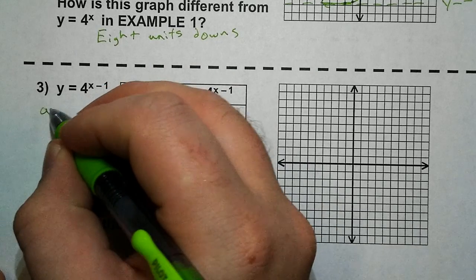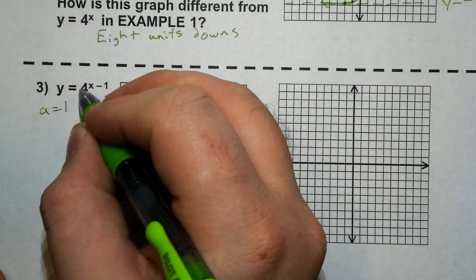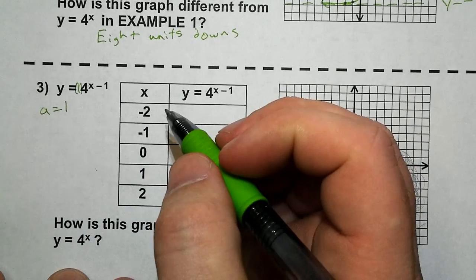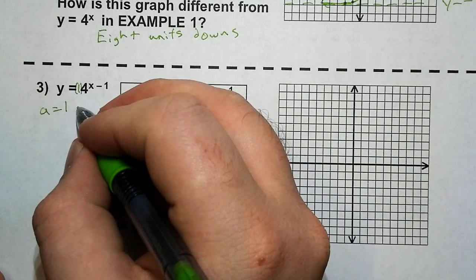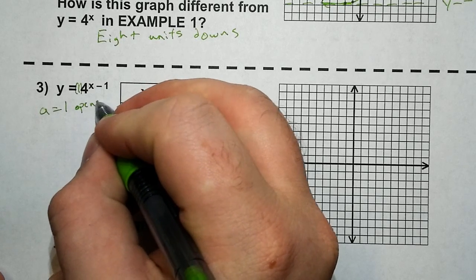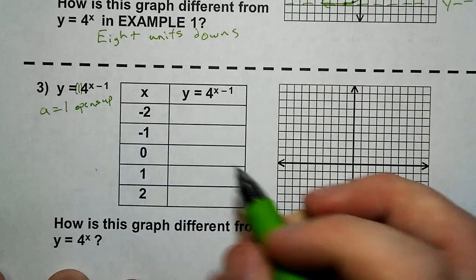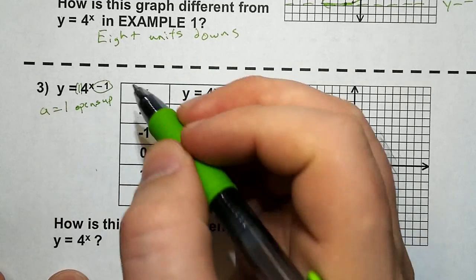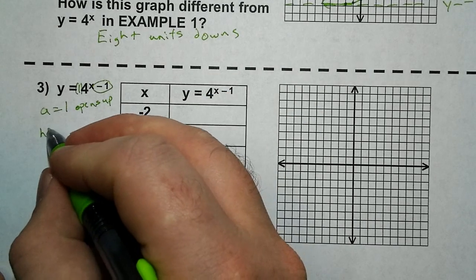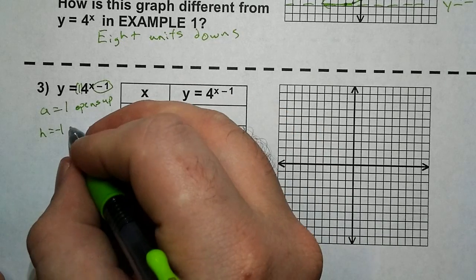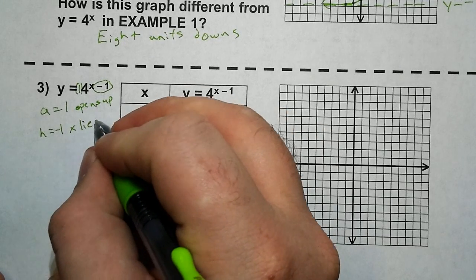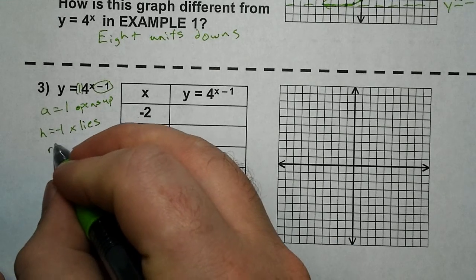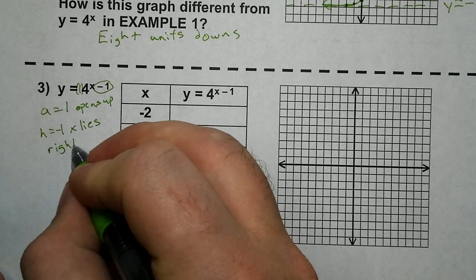So we have an A, that's a sneaky 1 again, right? It wasn't written, so it's a sneaky 1. That's where our intercept should be, and it opens up because it's positive. Now let's look for our H. This time we do have an H. Our H says -1. But X lies, right? So that means we're not going to move to the left 1, we're going to move to the right 1 space.